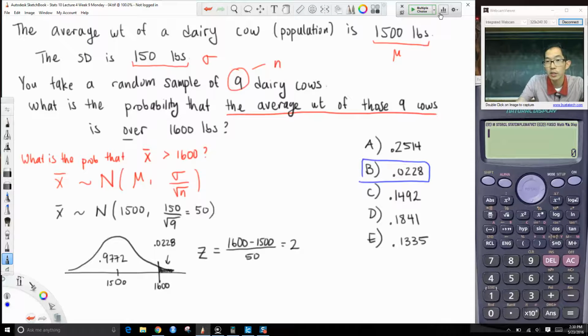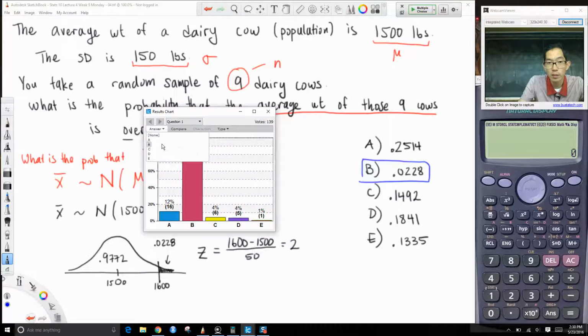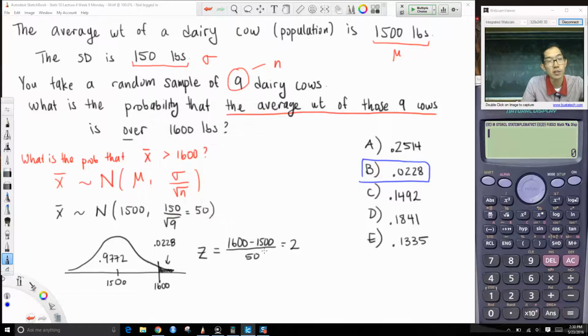All right, let's see how you guys did. Okay, so a good number of you got that correct. And as far as the other ones go, you would get the answer for A if you just did 1600 minus 1500 divided by 150.